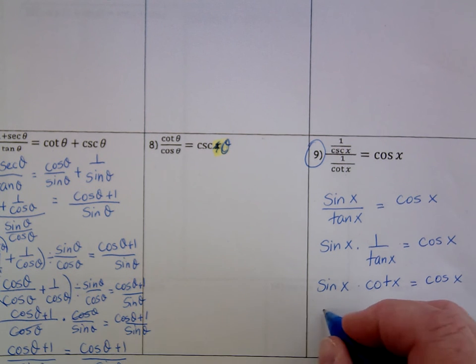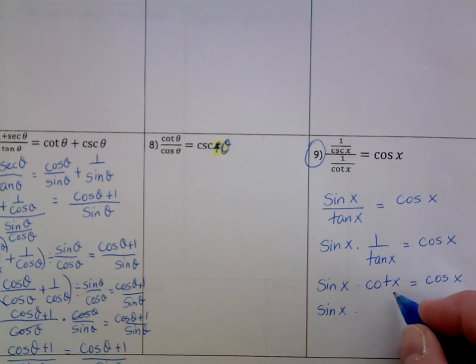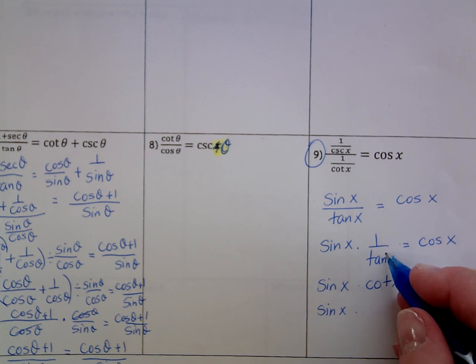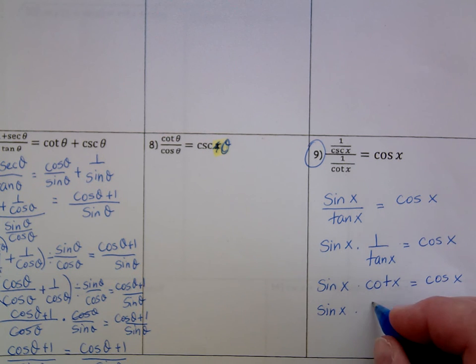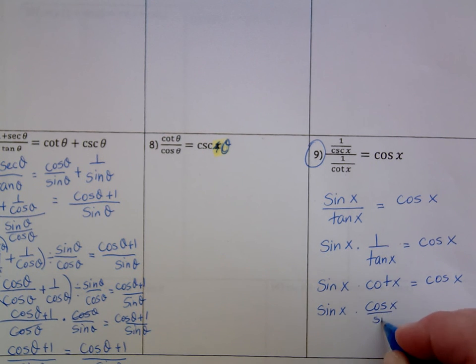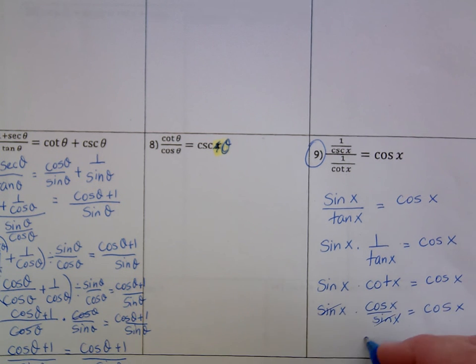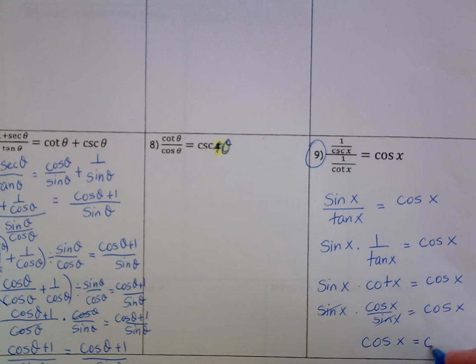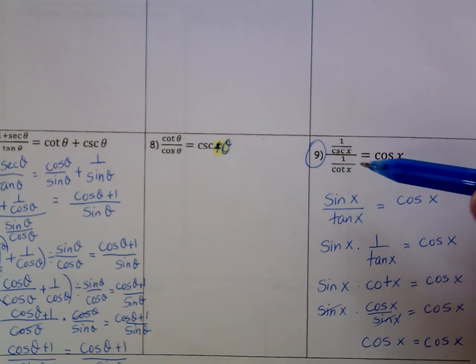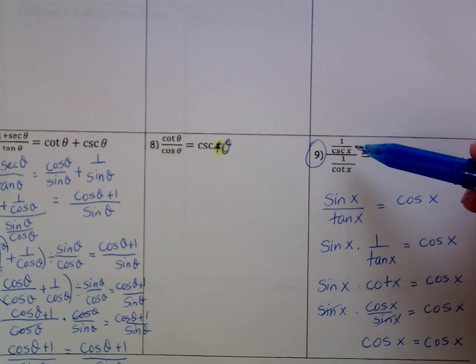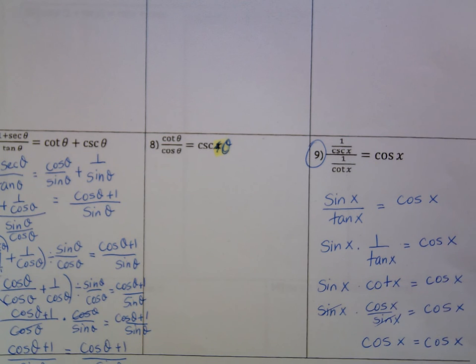If I take the sine of x, again leaving it alone, cotangent, I have two choices, 1 over tangent, that didn't get me anywhere, or cosine over sine. And this is a sine in the bottom, this is a sine in the top, and I get cosine of x equals cosine of x. So when they give you this crazy complex fraction, just simplify the numerator and simplify the denominator, and you'll end up in a pretty good place.